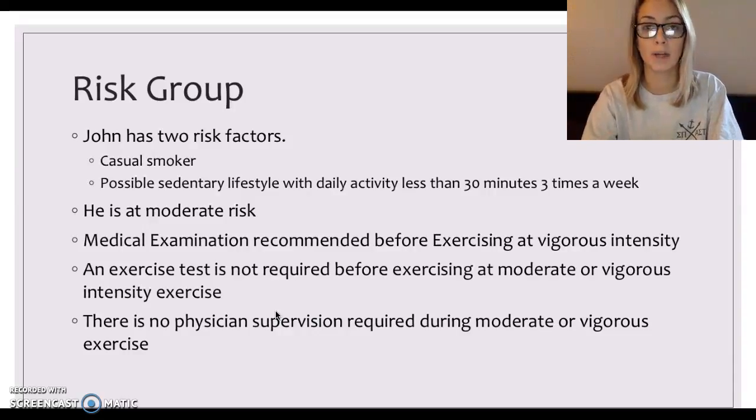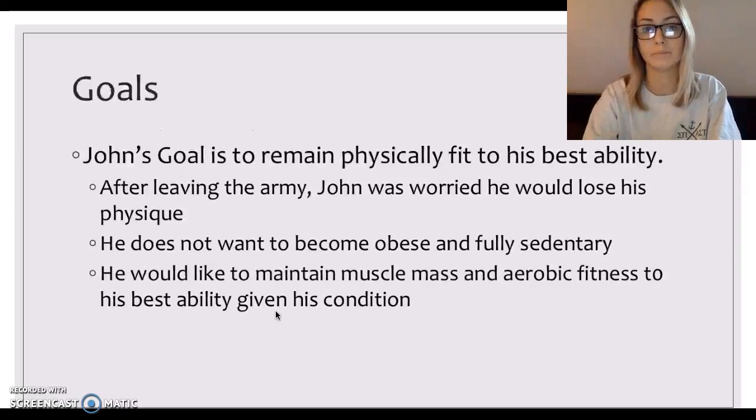This puts him at moderate risk. A medical examination is recommended before exercising at vigorous intensity. However, an exercise test is not required before exercising at moderate or vigorous intensity, and there is no physician required during moderate or vigorous exercise to supervise him.